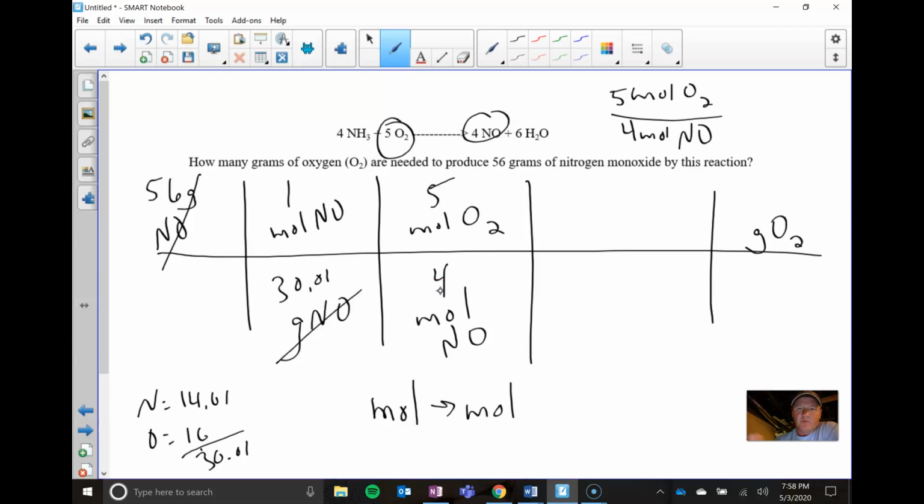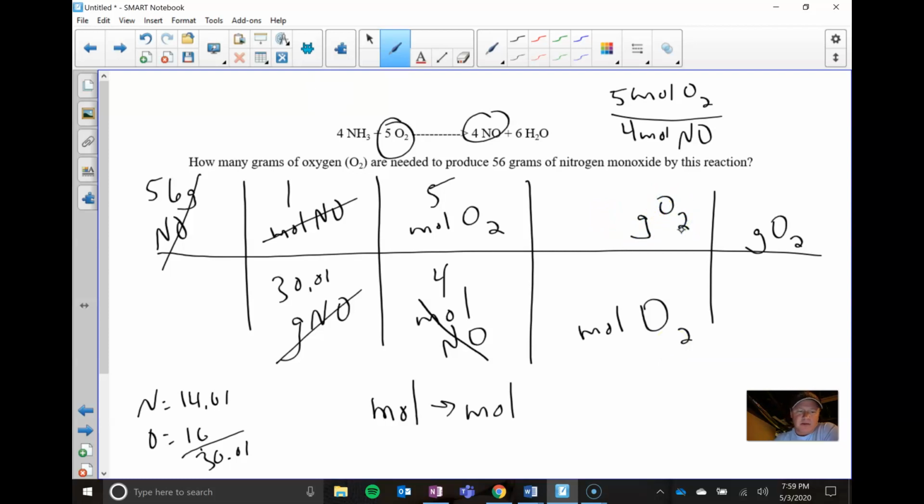So now we keep going here. Moles of nitrogen monoxide cancel with moles of nitrogen monoxide, and we are now in moles of O2. Okay, we're getting close. We need grams of O2. So now I want this moles of O2 to cancel. So I put it on the bottom, and I'm trying to get to grams of O2.